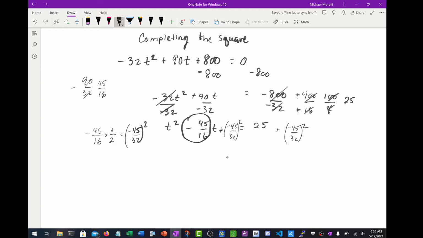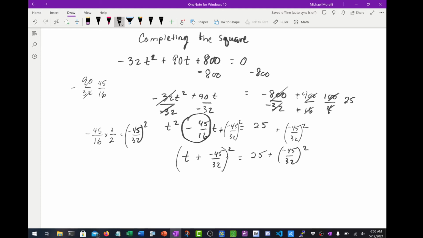It doesn't matter. Now, this becomes a perfect square trinomial, which can be written as a perfect square binomial. So that would be t plus negative 45 over 32 squared equals 25 plus negative 45 over 32 squared. Okay, now I've got to actually figure out what that is.